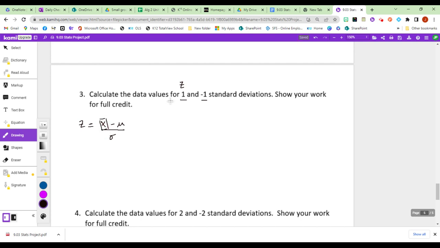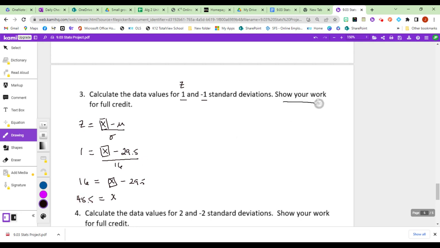What data value is at a z-score of 1? So you're going to put your 1 in for your z. You're solving for x. My mean of my data was 29.5, divided by my standard deviation, which was 16. Multiply both sides by 16. That's going to give me 16 equals x minus 29.5. We're solving for x, so we're going to add 29.5 to both sides. And that puts me at 45.5.